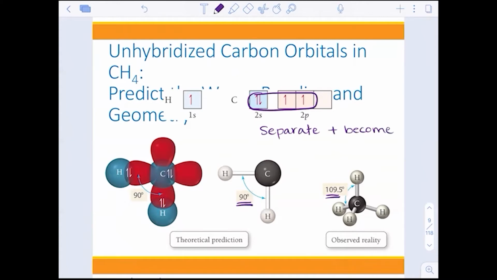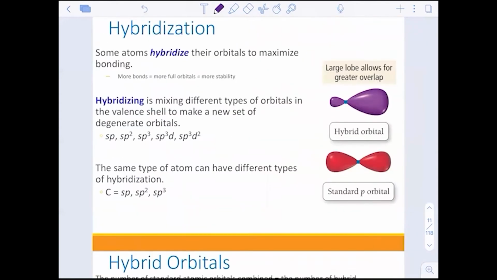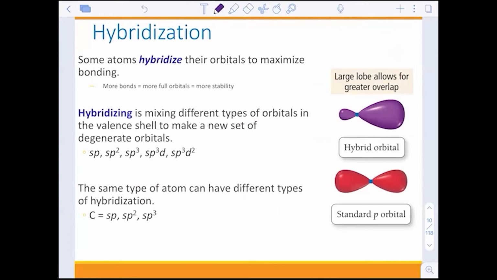All 4 of those bonds in CH4 are the same in terms of bond energy. And so something must happen to those atomic orbitals. That is what we call hybridization. Hybridizing is mixing different orbital types to get a new set of degenerate orbitals. Now we can mix s's and p's and d's. Hybridization has not been noticed past those d orbitals, but notice here that there are a wide variety of combinations.